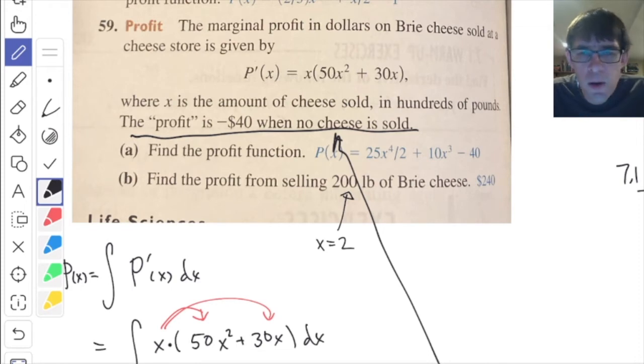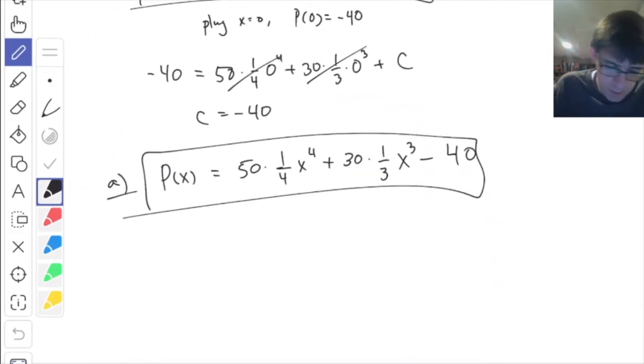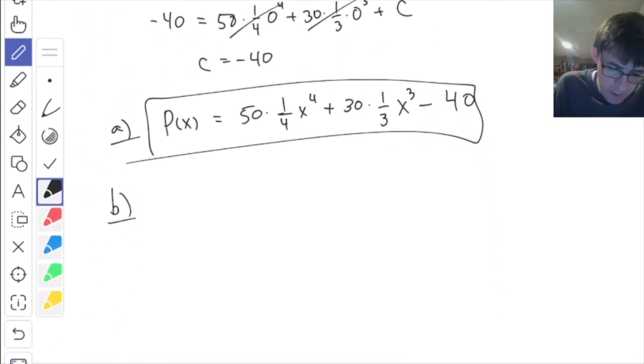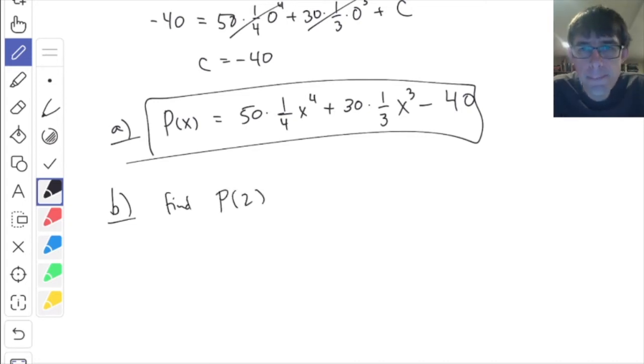So what part B is asking is very simple. There's no derivatives or antiderivatives involved. It's just find the profit when x equals 2. And I have a formula for the profit already. So part B, we're going to find P of 2. And I mean P, the profit, not P prime, which was given in the original problem, but P, which I just solved for in part A. So all you got to do is plug in 2 for x to your answer from part A.